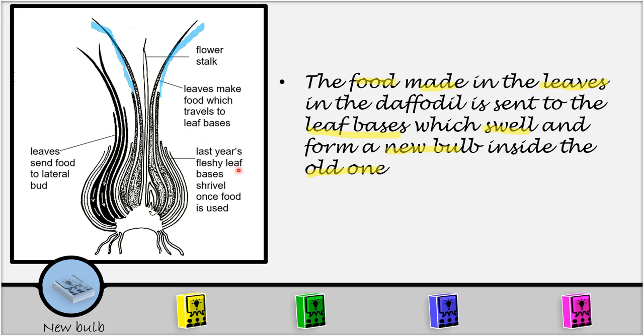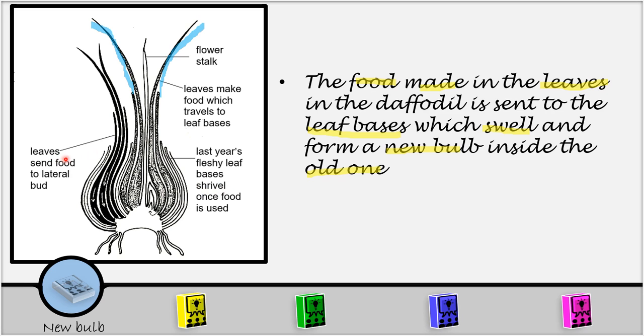Now here we have last year's leaves which are shriveling once the food has been used. Now these were the big swollen leaves last year, but their food nutrients were used by the new leaves. It was taken up by the new leaves, therefore they reduced in their size, which we call shriveling.